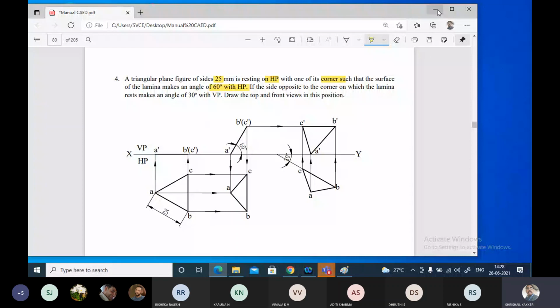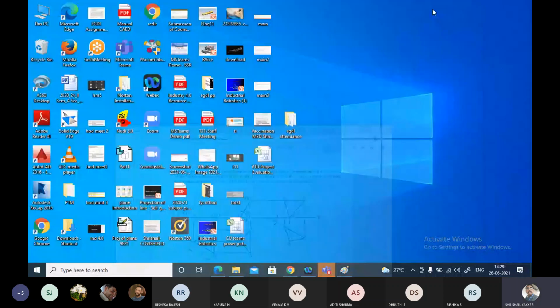Let me carefully read once again. A triangular plane lamina of sides 25 mm is resting on one of its corners such that the surface of the lamina makes 60 degree to HP and the edge opposite to the corner on which it rests is inclined at an angle of 30 degree to VP. Now let us start to do the problem.